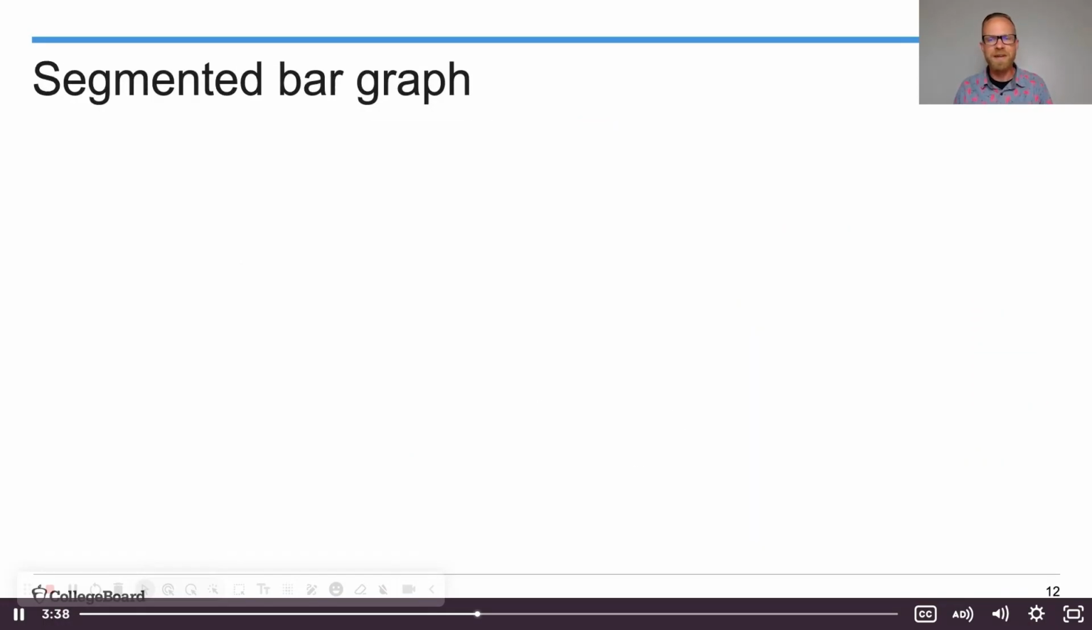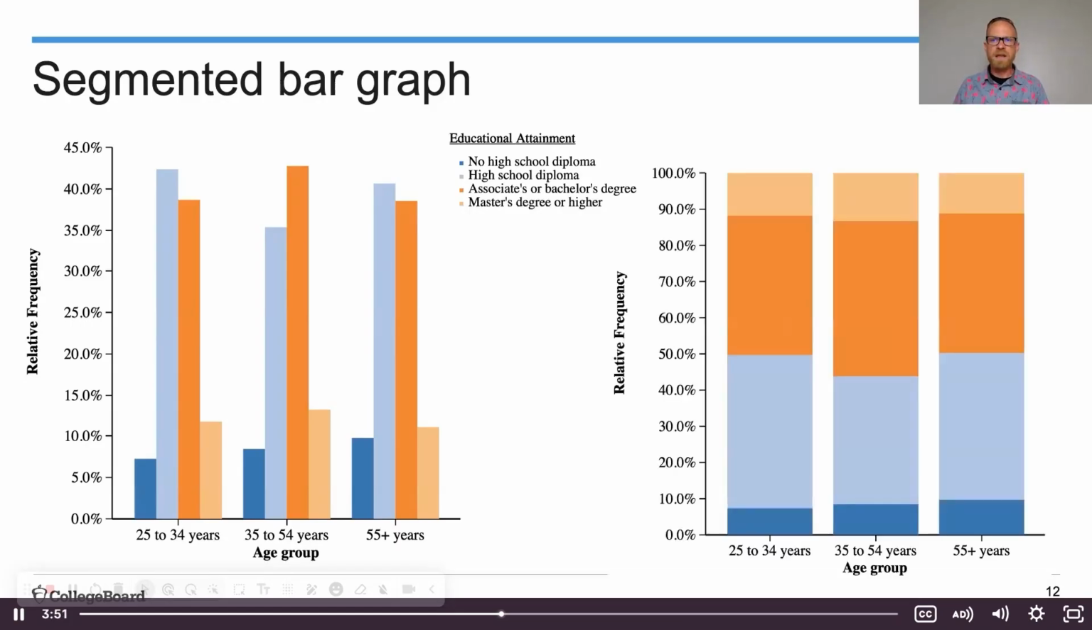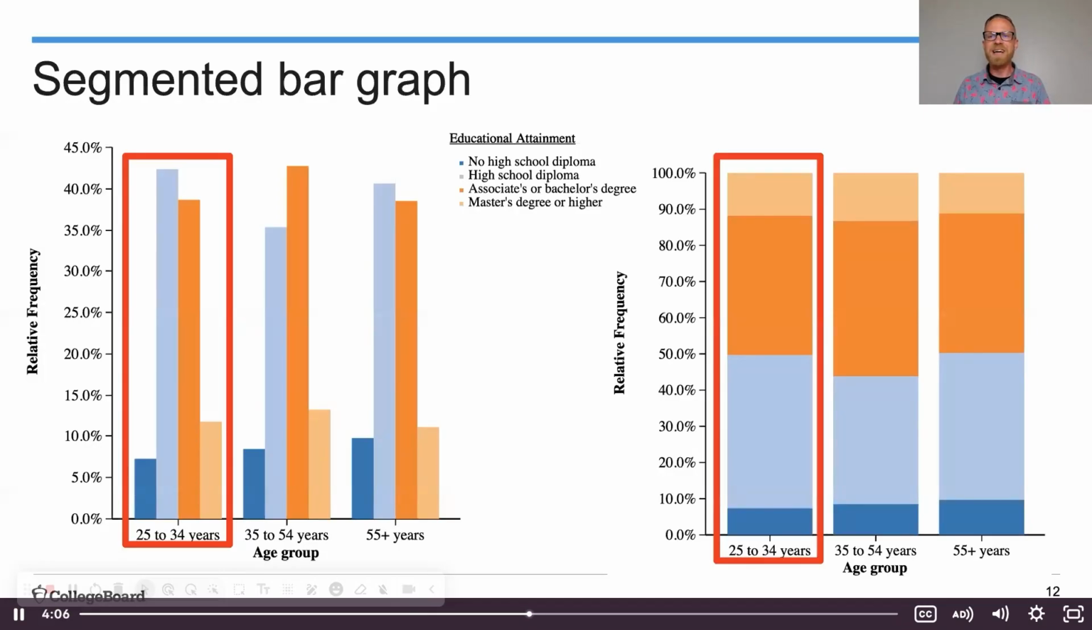So now that we have our side-by-side bar graph, we can use that to create what's called a segmented bar graph. So let me start with what we already have, which is the side-by-side bar graph. And we're going to now turn that into the segmented bar graph, which looks like this. Now let me give a little explanation as to how we came up with that. If we look at the 25 to 34-year-olds, there are four different bars there representing the four educational attainment levels. And all we've done is taken those four bars and stacked them on top of each other in order to create the segmented bar graph.